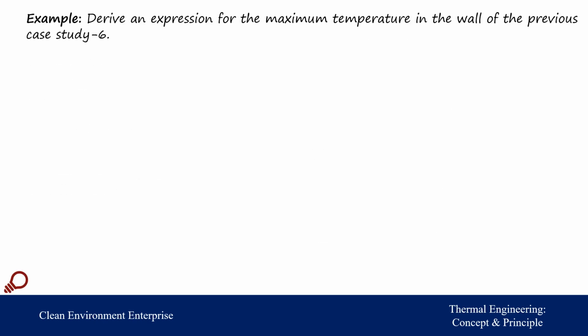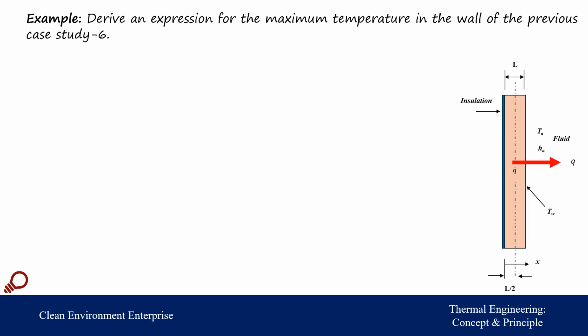And now let us derive an expression for the maximum temperature in the wall of the previous case study, and that means when the wall is exposed to convection and it's insulated as shown in this figure, then we will need to find the maximum temperature, the position of that value for the maximum temperature and where it is.